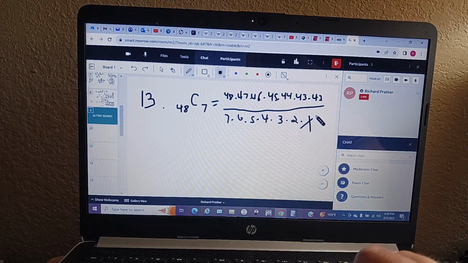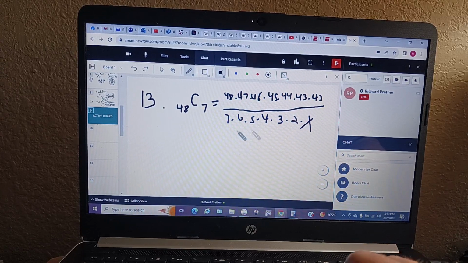But we don't need the 1. Now I can just go slowly in whatever order. You want to start with the 7 or the 2, doesn't really matter. 7 times 6 is 42. That helped a little.